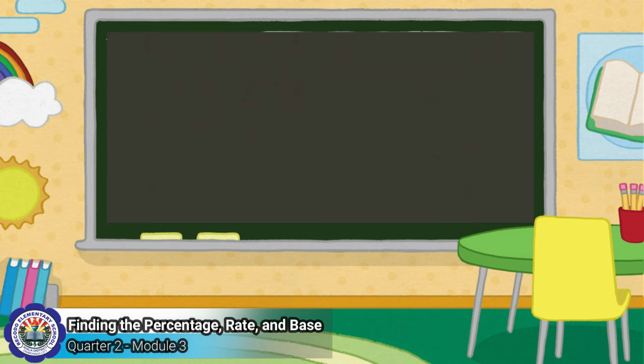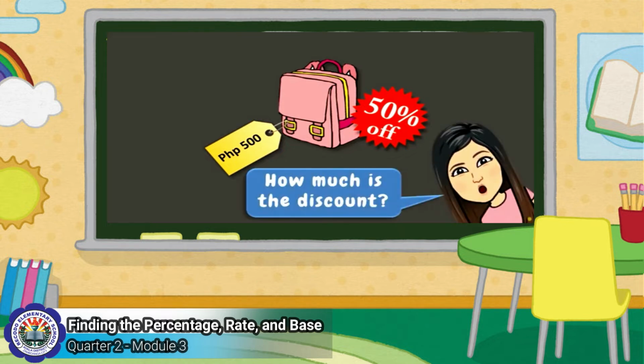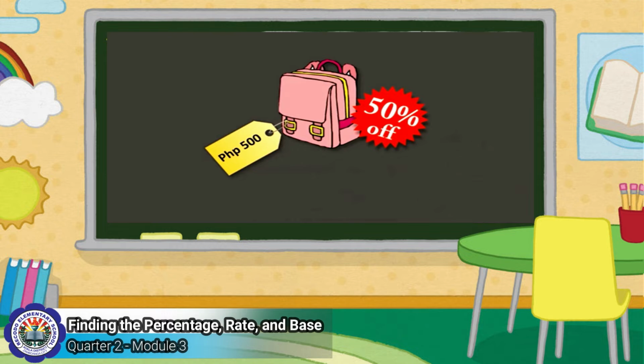Let's say I am selling a bag which costs 500 pesos. But I decided to put it on sale with 50% off. Now, how much is the discount? To get the discount, we need to get the 50% of 500 pesos.